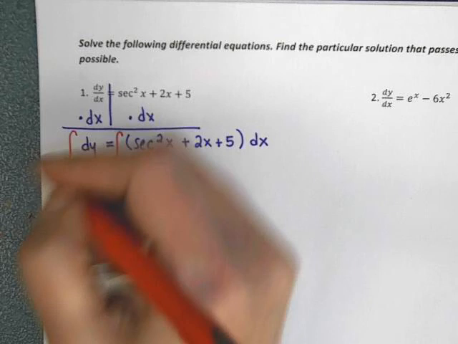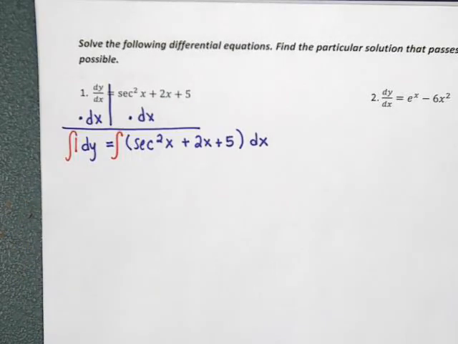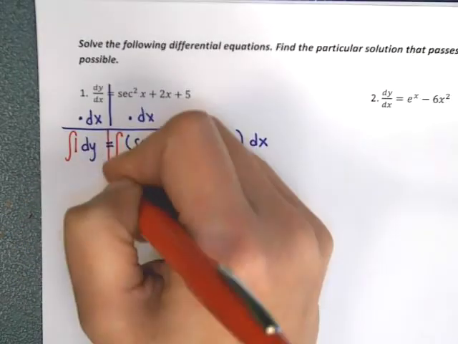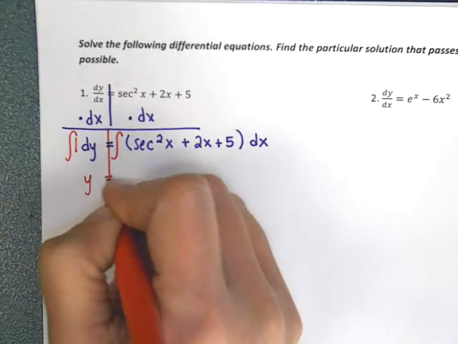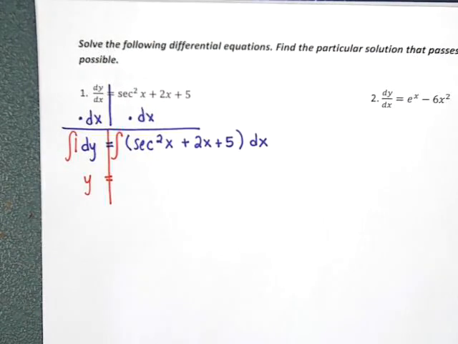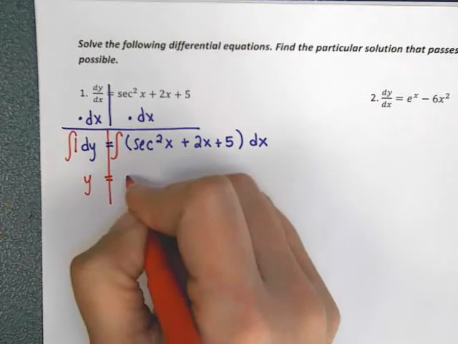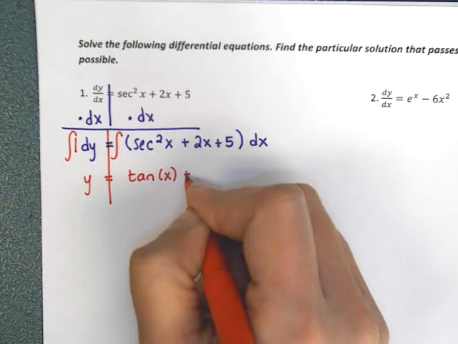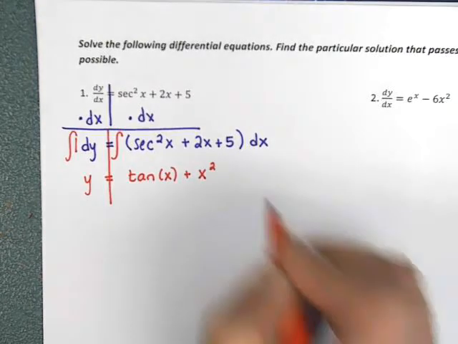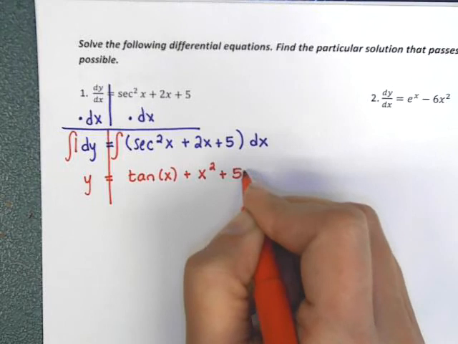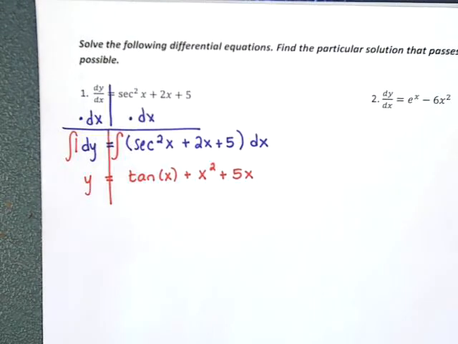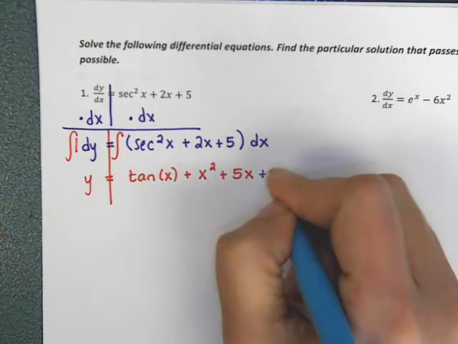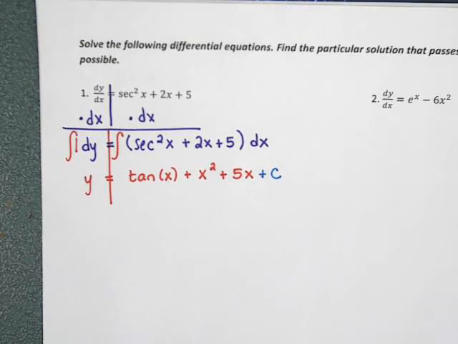Now the invisible number here by the dy would be a 1. So the antiderivative of just the number 1 would just be y. On the right side of the equation, the antiderivative of secant squared would be tangent of x. The antiderivative of 2x would be x squared. And the antiderivative of 5 would be 5x. And then, of course, I need to put a plus c on one side only. Usually, we choose to write the plus c on the right-hand side.